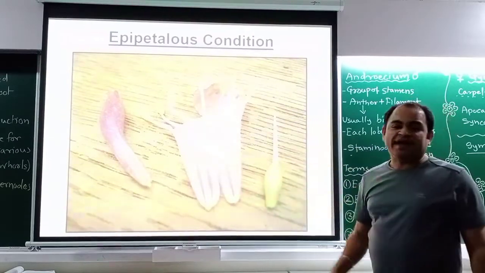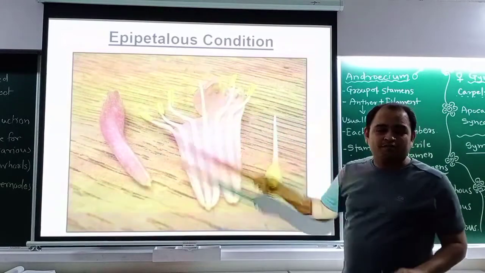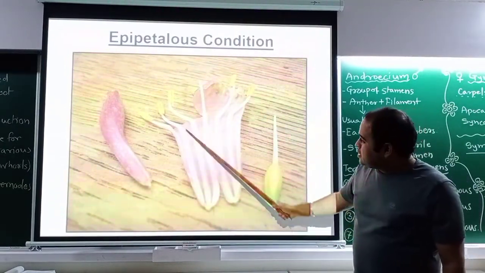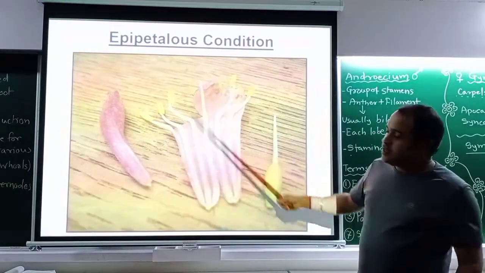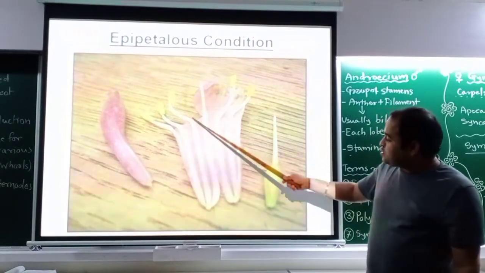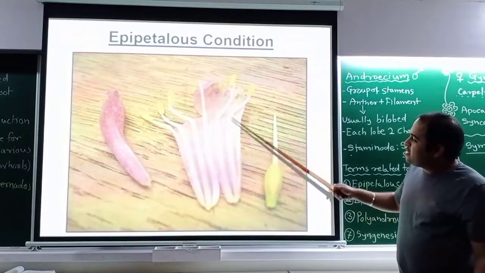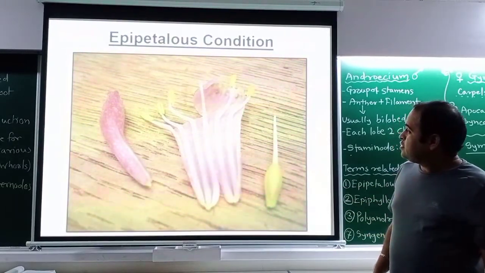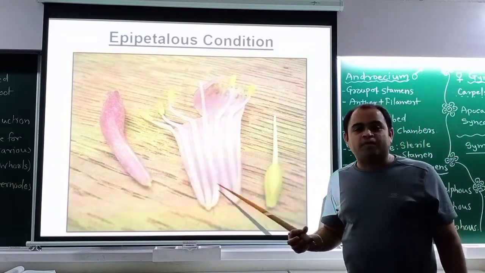This is epipetalous condition. Petalous is something related to the petal. What do you mean by epi? It means the anther lobes are present above and the filaments are showing attachment to the petals. So this is epipetalous condition. Simply understand this.